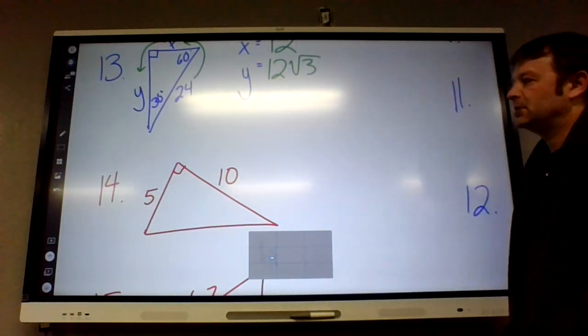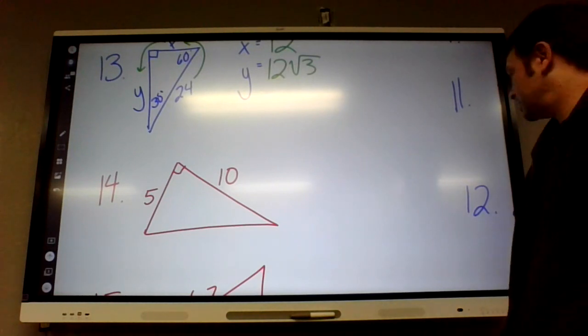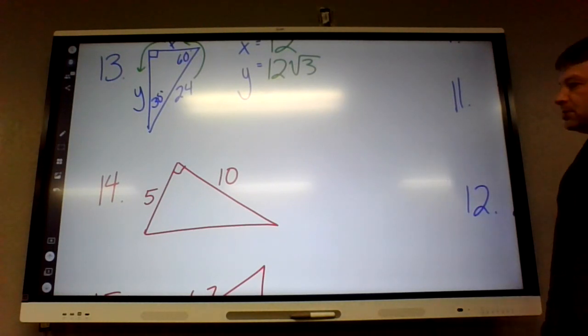A squared plus b squared equals c squared. Yes, Pythagorean theorem, yes. A squared plus b squared equals c squared.